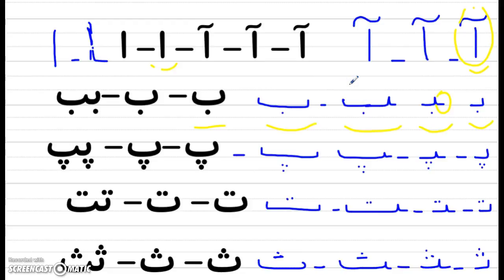So I want you to notice that the final form of B is this, and that this basically is 3 or 4 times of the initial or the middle form. See, this is the initial form, and the middle form is the same as well. So this is with an extension.